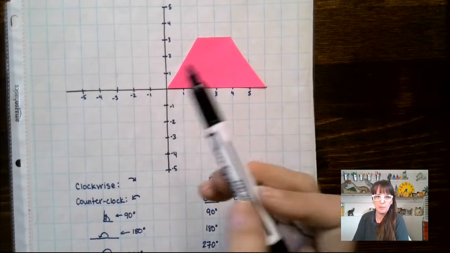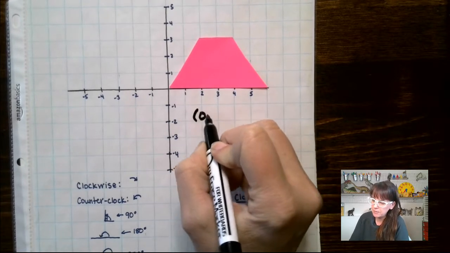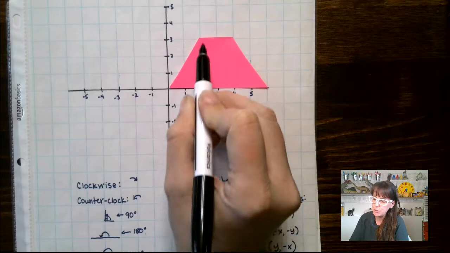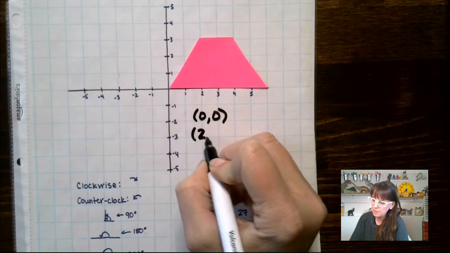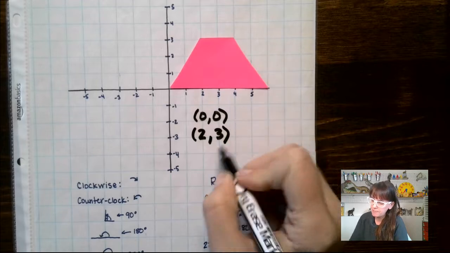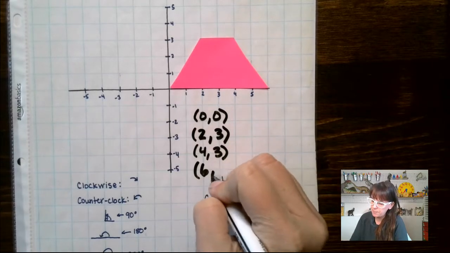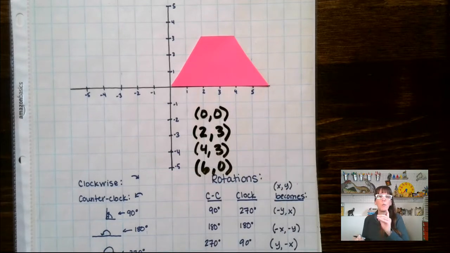Now, you notice our trapezoid has 4 parts and we've got 0, 0, then we go over 2, up 3, 2, 3, and then we go over 4, up 3, and then we go over 6, up 0. Okay, so we want to rotate this guy 90 degrees counterclockwise.